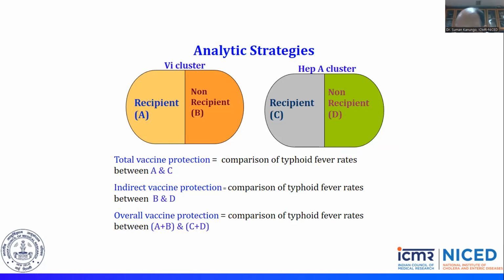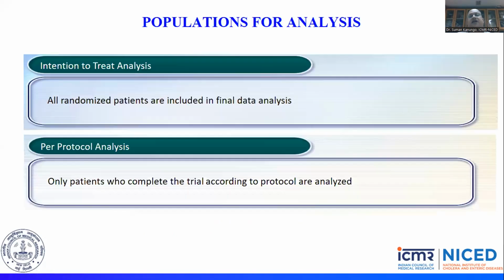So in the cluster design, we can get the indirect protection, or herd protection, also. Total vaccine protection is a comparison of typhoid fever rates between A and C. Indirect protection is a comparison of typhoid fever rates between B and D. B are those in the vaccine cluster who are non-recipients, and D are the non-recipients in the control cluster. Overall is A plus B versus C plus D. So only in the cluster design can we get indirect protection.